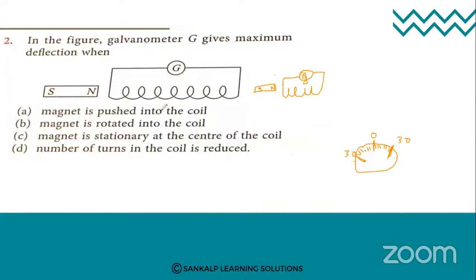Magnet is pushed into the coil, magnet is rotated into the coil, magnet is stationary at the center of the coil, number of turns in the coil is reduced.